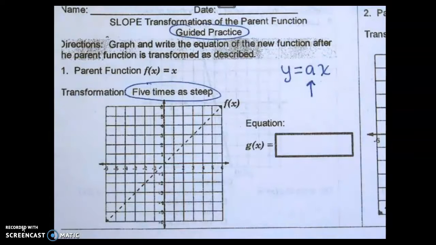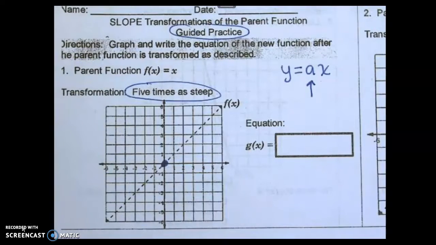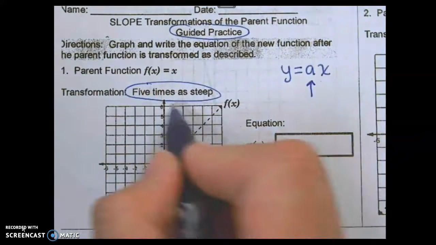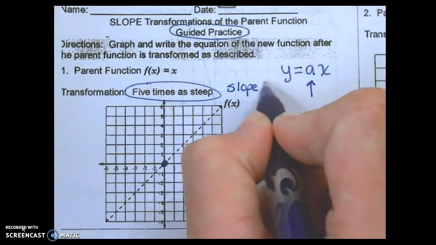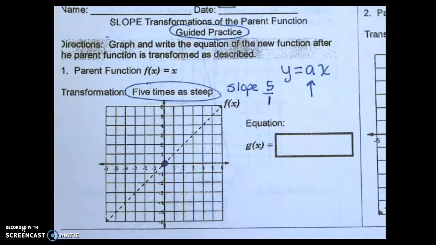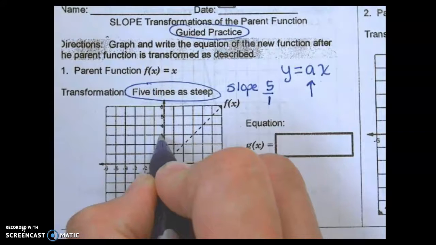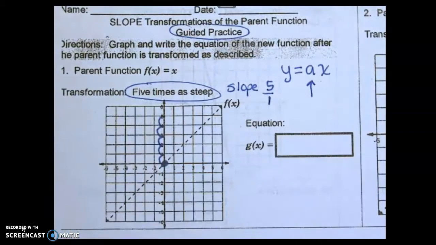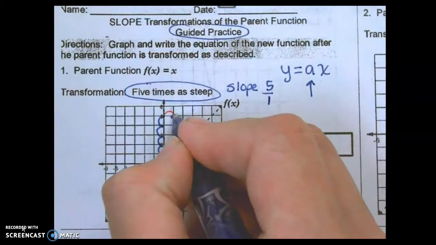So to graph it, I always start at my origin. So there's my first point of my new line. And now my slope is 5 over 1. We need the understood 1. So I'm going to rise 1, 2, 3, 4, 5. And now I need to go to the right 1. And so I end up right here at the point 1, 5.